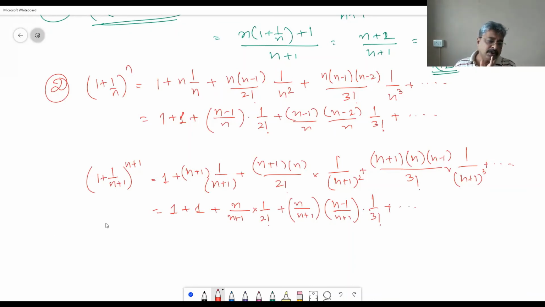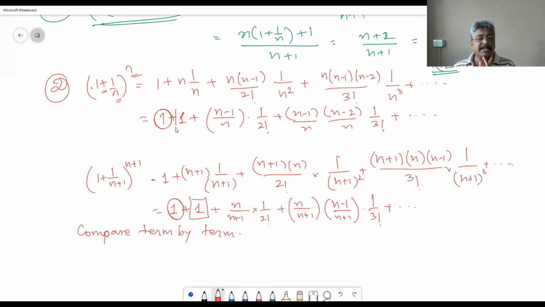So now compare term by term. This is positive, this is a natural number, these quantities are also positive. So a negative sign is not involved anywhere in this expansion, right? So the first term is the same as the first term, no problem. The second term is the same as the second term.